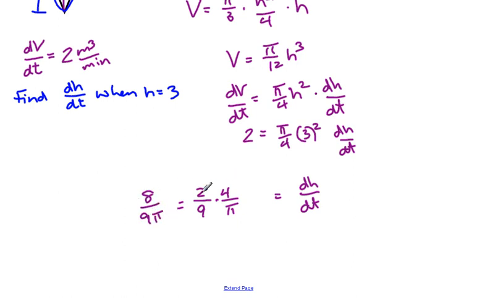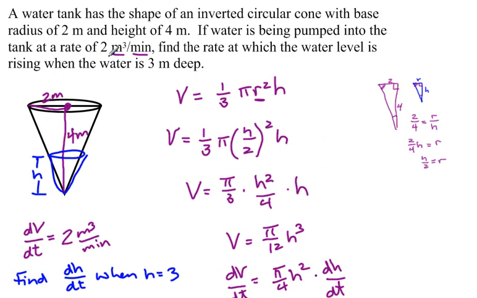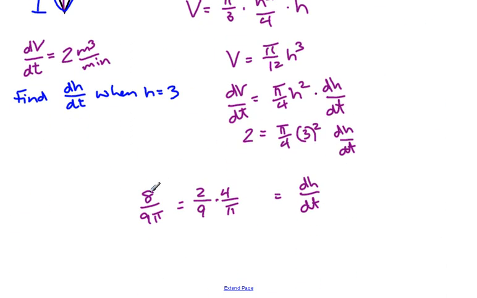And we should have some units on that answer. So what is h going to be measured in? Let's look at the original problem. We were measuring in meters, and time is going to be in minutes. So it's 8 over 9 pi meters per minute.